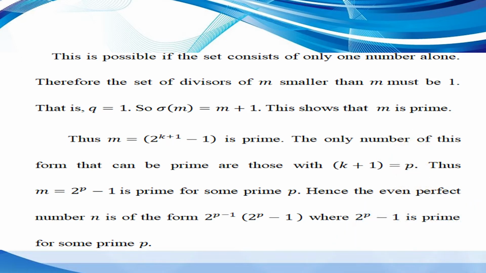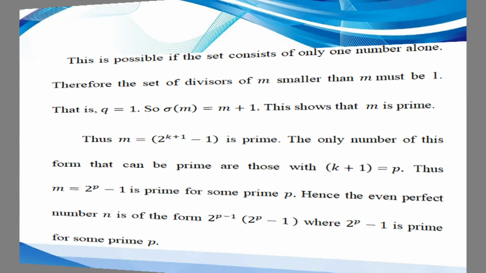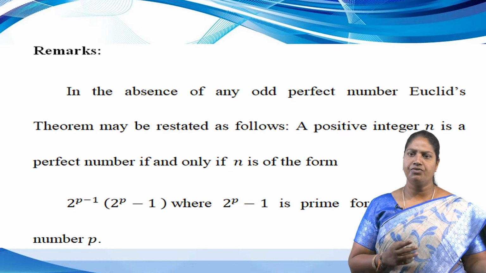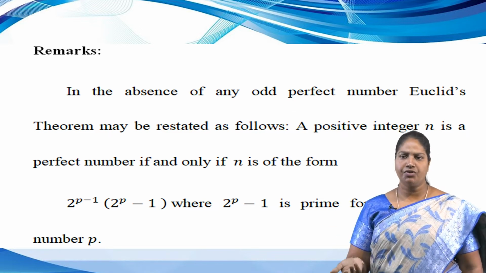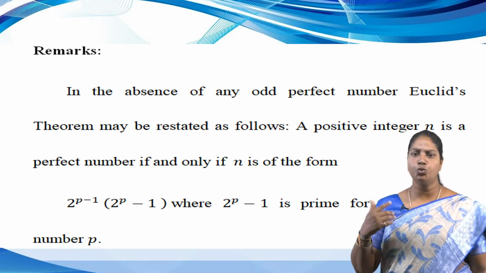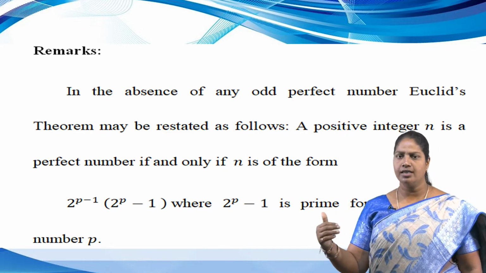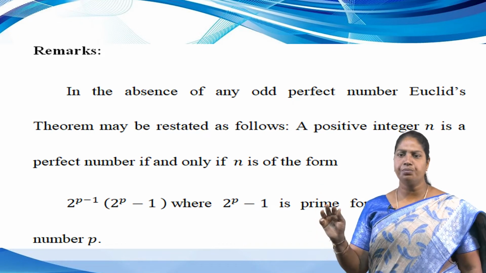Hence, the even perfect number n is of the form 2 power p minus 1 into 2 power p the whole minus 1, where 2 power p the whole minus 1 is prime for some prime number p. So, now we are through. So, if n is an even perfect number, then it should be of the form 2 power p minus 1 into 2 power p the whole minus 1, where 2 power p the whole minus 1 is prime.